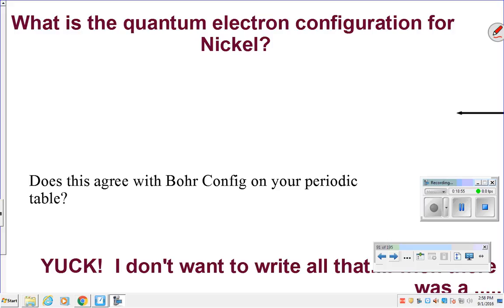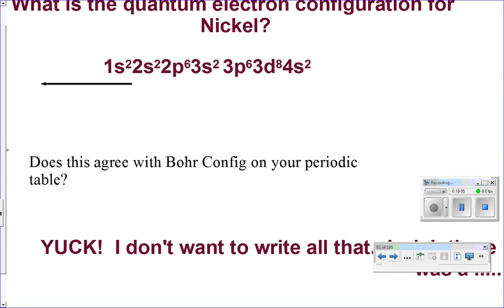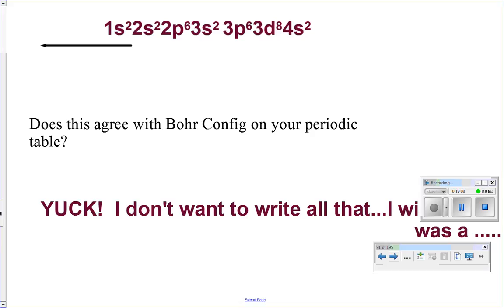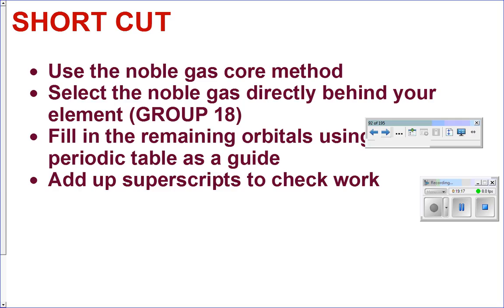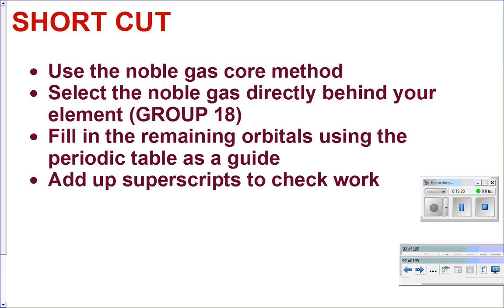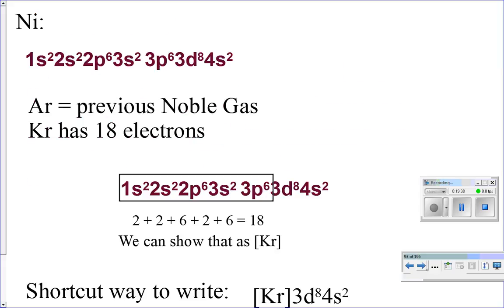So to wrap this up, there is a little shortcut. If you have, for example, a quantum configuration, so nickel, for example, has this quantum configuration. You look this up and you're like, oh, the Bohr configuration would be a little bit easier to write. So maybe you want to write that instead, and you really wish there was a shortcut. So this is the noble gas configuration shortcut that we're going to talk about next really quickly. You select the previous noble gas, so the previous element from group 18, and then you fill in the remaining electrons after that noble gas.